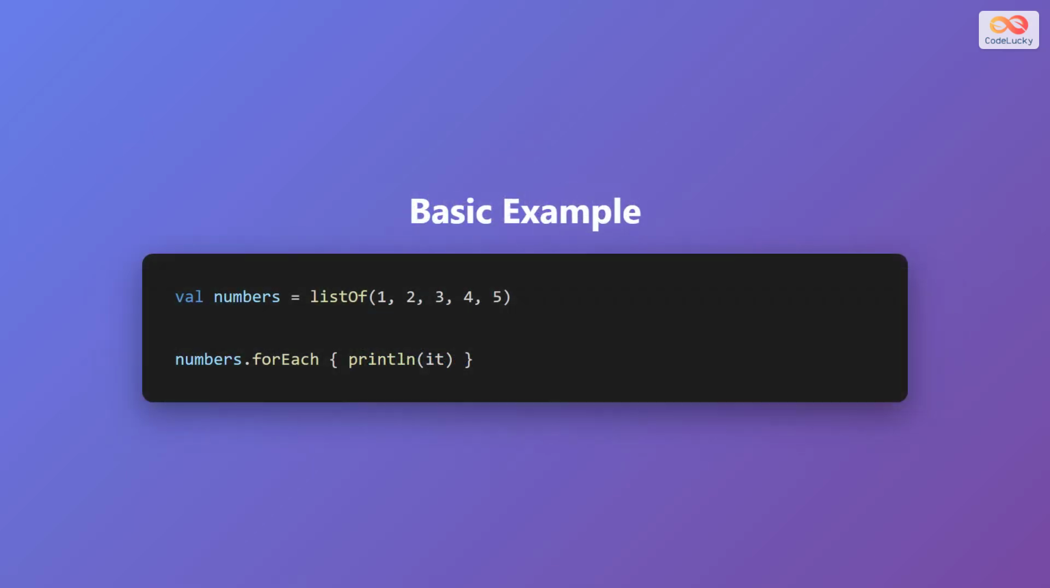Let's look at a basic example. We have a list of numbers from 1 to 5. When we call the forEach function on this list with a lambda, we can simply write println(it). Here, it automatically refers to each element in the list as the forEach function iterates through it. So this code will print each number on a new line. Notice how we didn't need to declare a parameter name at all.